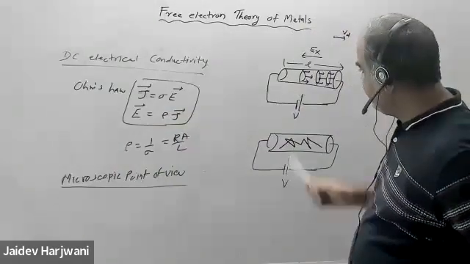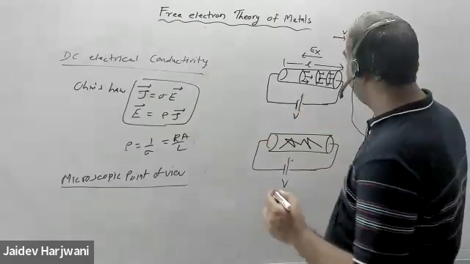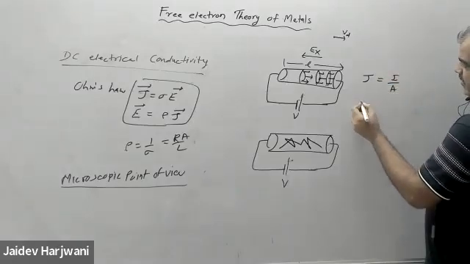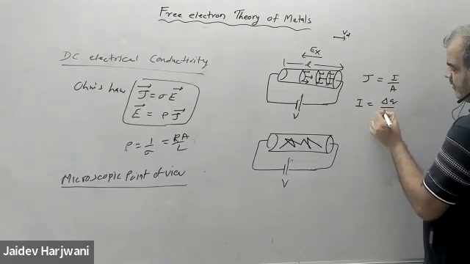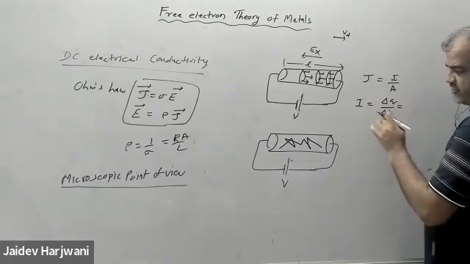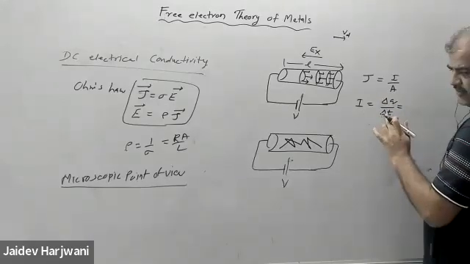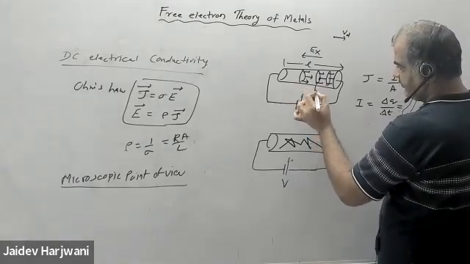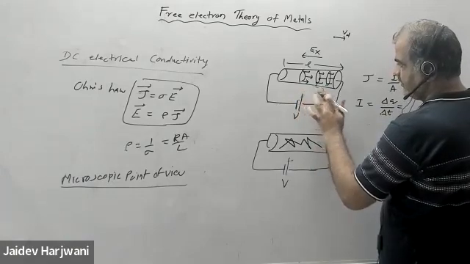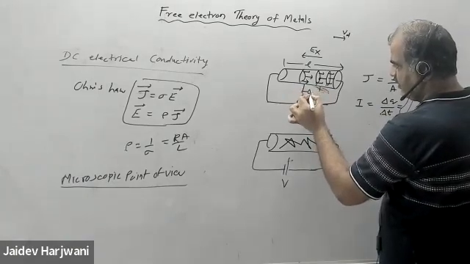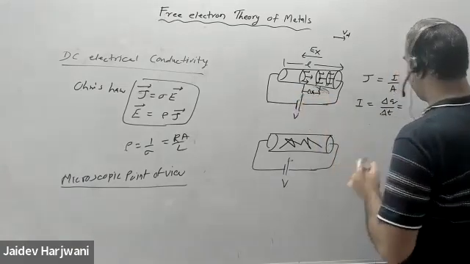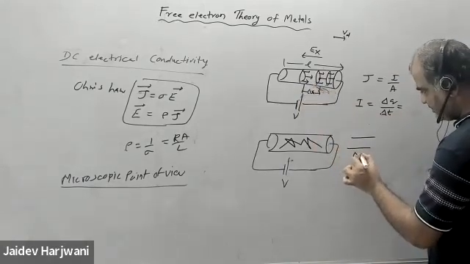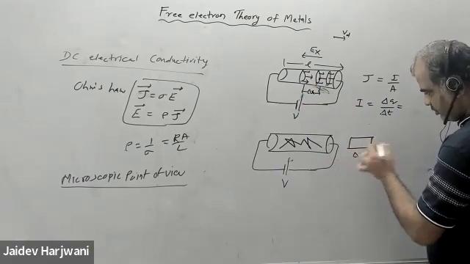Now I want to relate these parameters. Suppose I want to calculate the current density, J. So J is what? I by A, and I is what? I is your delta Q upon delta T. So the definition of I is the charge moving per unit time through any surface. Suppose here some distance is delta x. I want to calculate how much charge is passing per unit surface. So this is delta x distance, and how much charge is passing through this area.